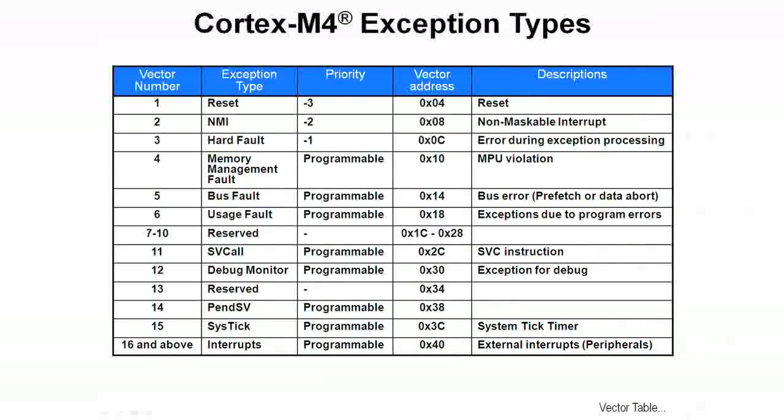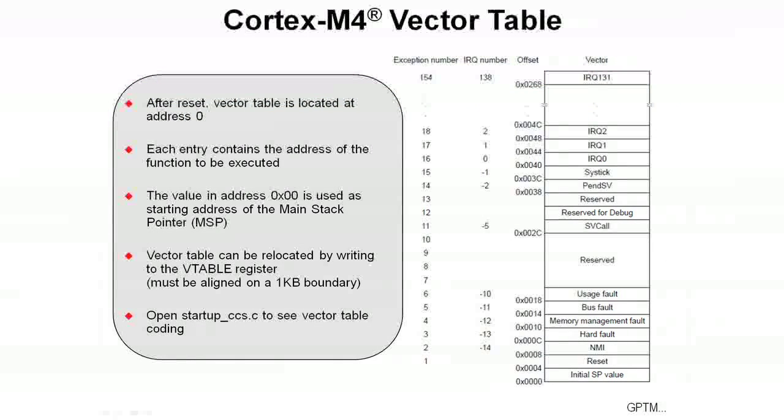You can do that at configuration time. You can do that during runtime if you choose to. The Cortex M4 vector table is shown here. After reset, the vector table is located at address 0. Each entry in the vector table contains the address of the function, the handler, the ISR, to be executed.